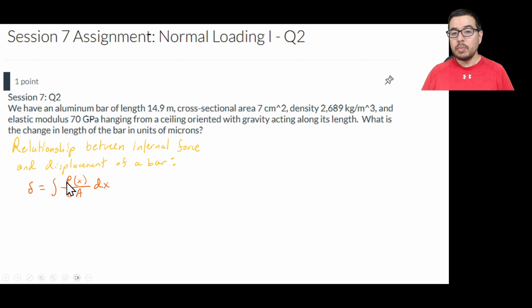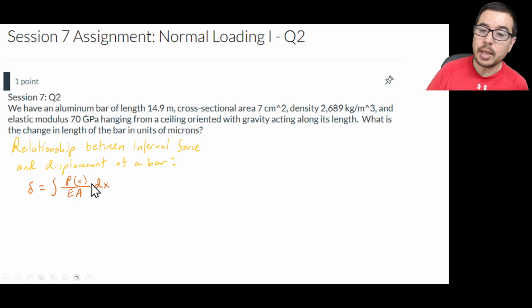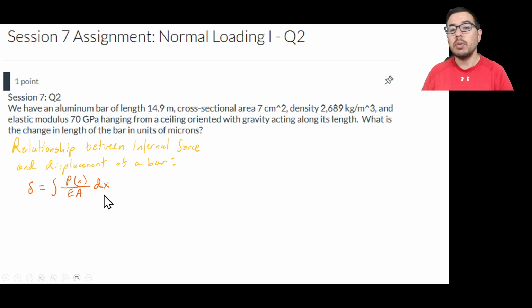Remember that P is just a function of x. This is not P times x here. And if you'd like to see the derivation, you can look at the video from fall 2024 for session 7. So we're going to think about equilibrium in connection with this constitutive relationship, which is really an extension of Hooke's law relating a displacement to a load through some material properties.